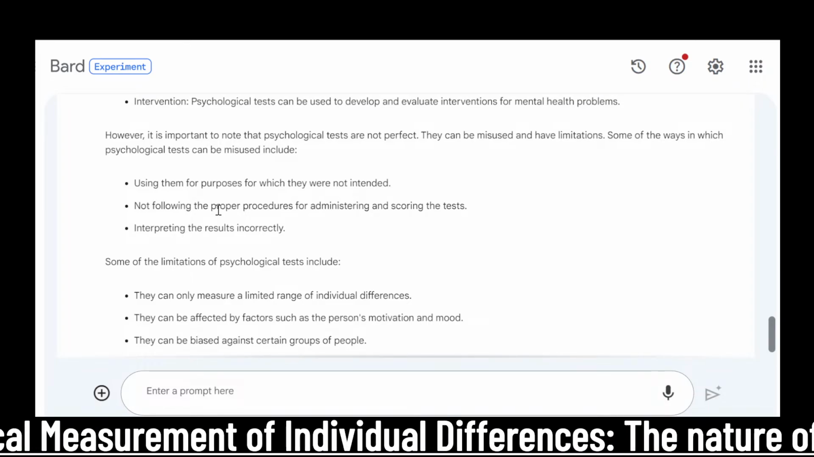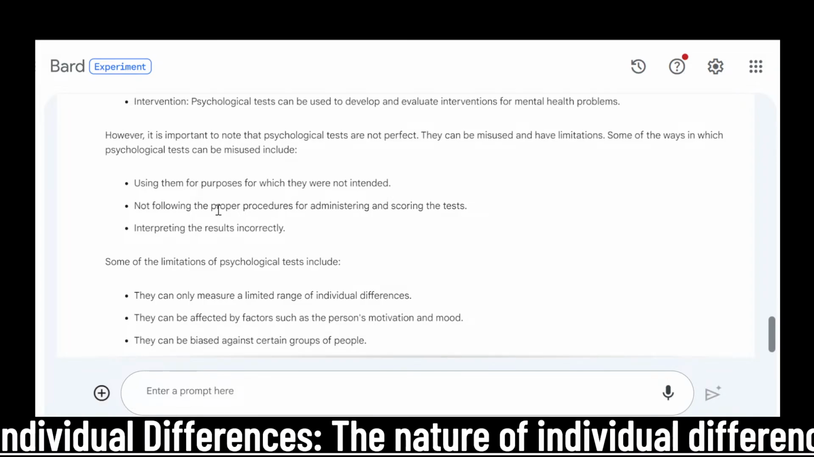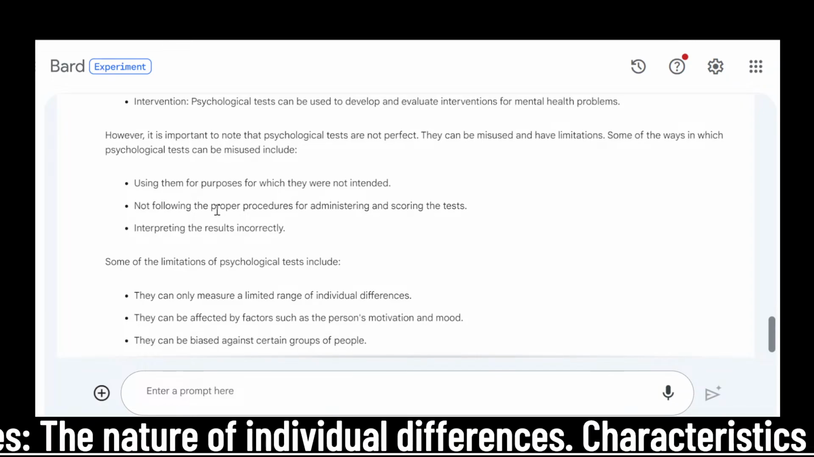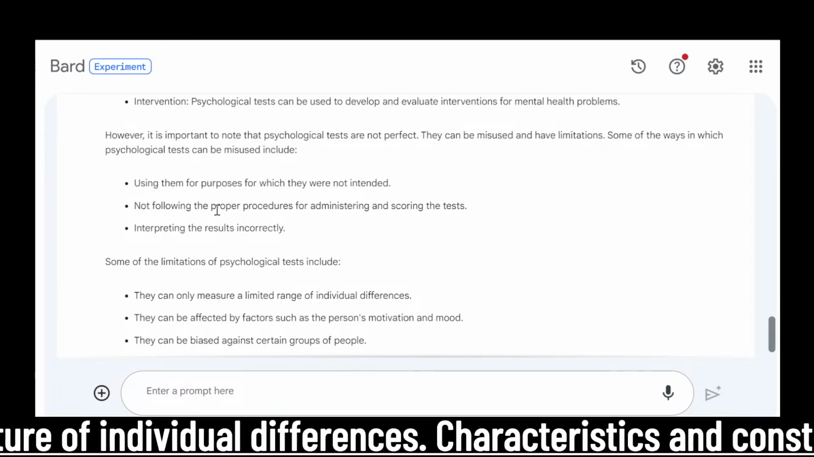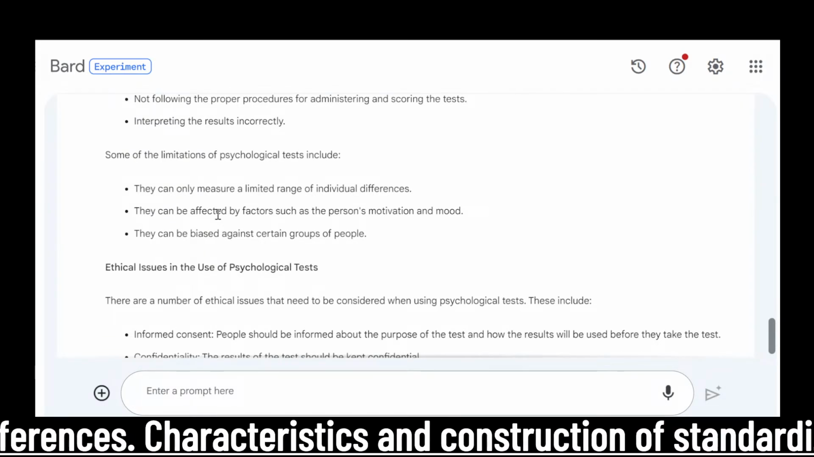So second is not following the proper procedure for administering and scoring the test. If the tester is not using the proper procedure, maybe human error, so that's there. Then interpreting the result incorrectly. If we interpret the result incorrectly.